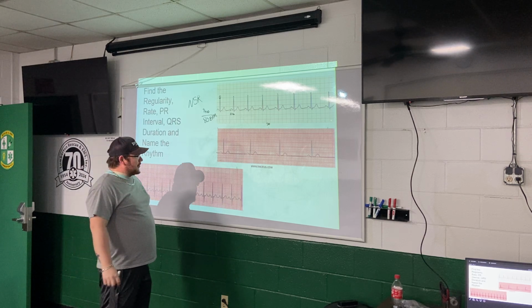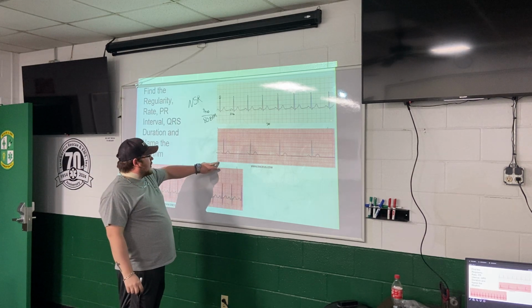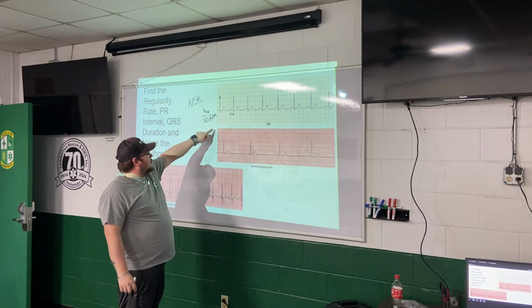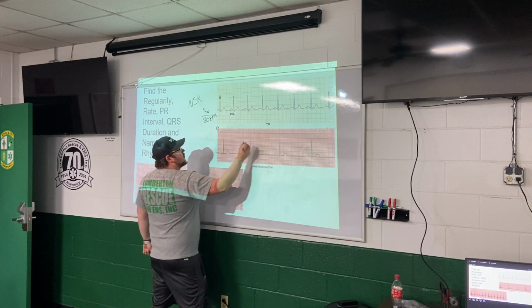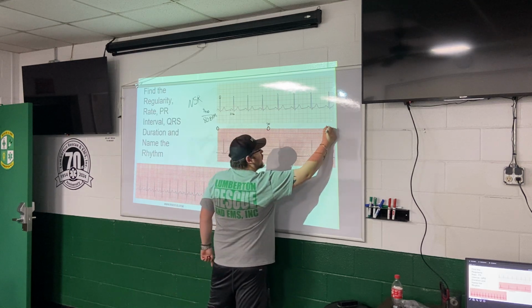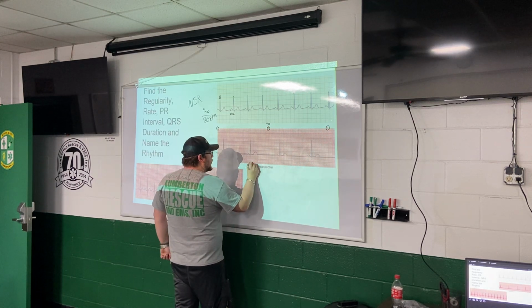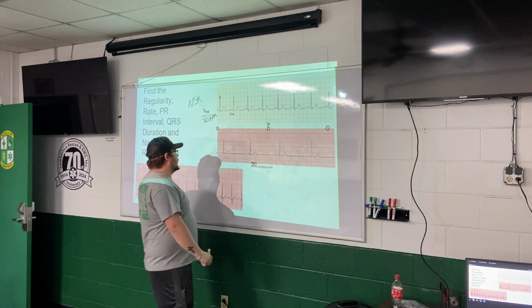For our next one, this one's a little bit harder to see all the boxes, but we're going to go based off of our little notches. So we got 1, 2, 3. We're going to say that's going to be 30.